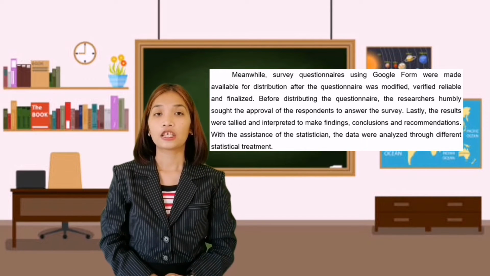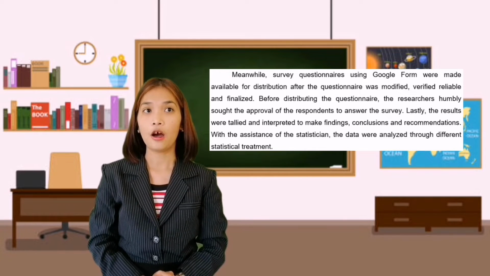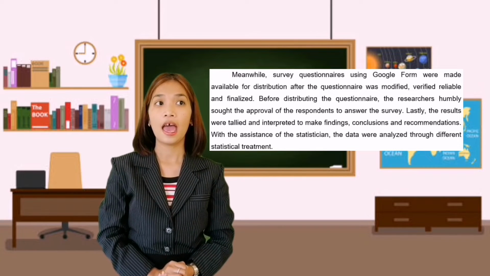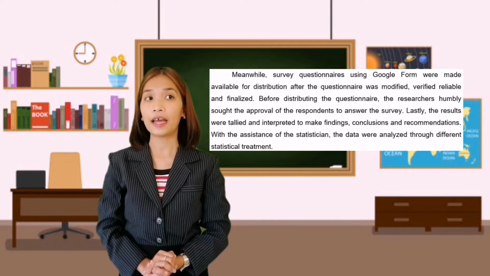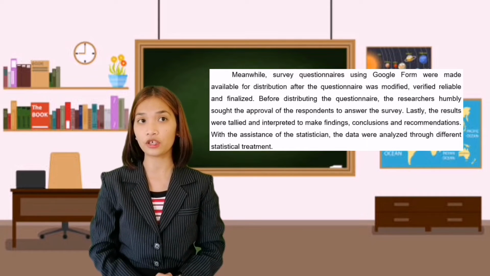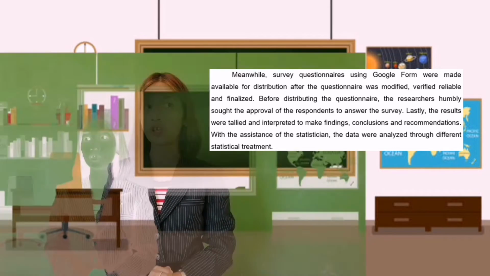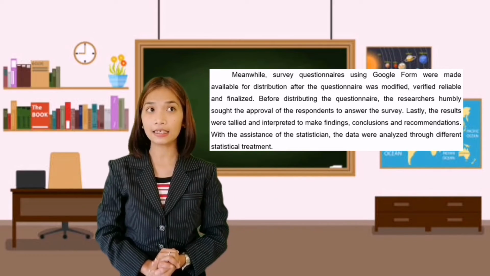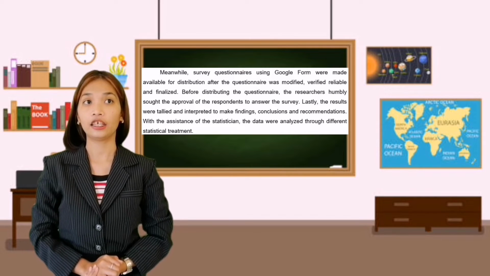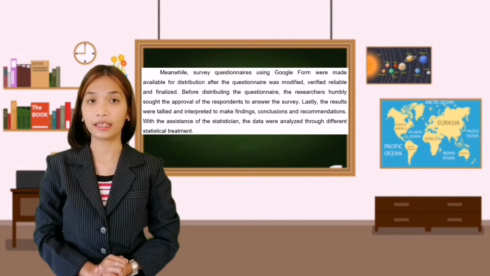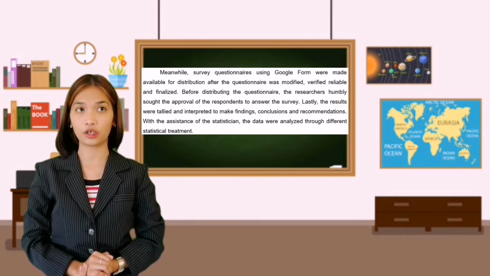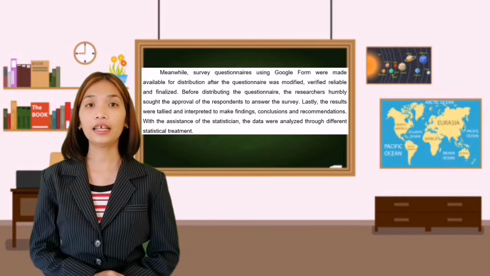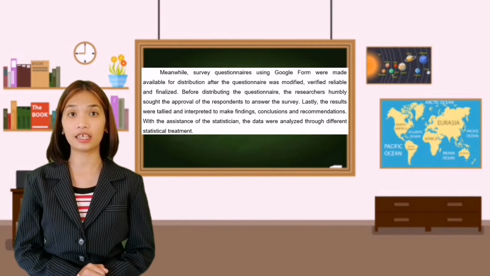Meanwhile, the survey questionnaire using Google Form was made available for distribution after the questionnaire was modified, verified as reliable, and finalized. Before distributing the questionnaire, the researcher humbly sought the approval of the respondents to answer the survey. Lastly, the results were tallied and interpreted to make findings, conclusions, and recommendations with the assistance of the statistician. The data were analyzed through different statistical treatments.